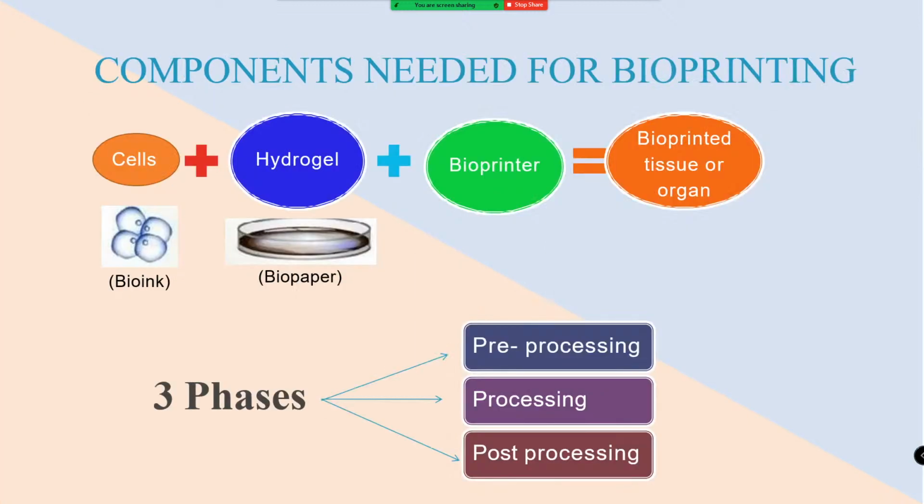So what do we need for bioprinting? We need 2 things. One is cells and another is hydrogel. Cells are known as bioink, and hydrogel is known as biopaper. With these 2 things, we can print bioprinted tissues or organs.